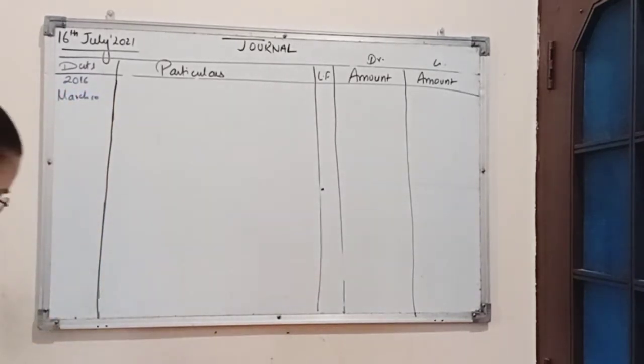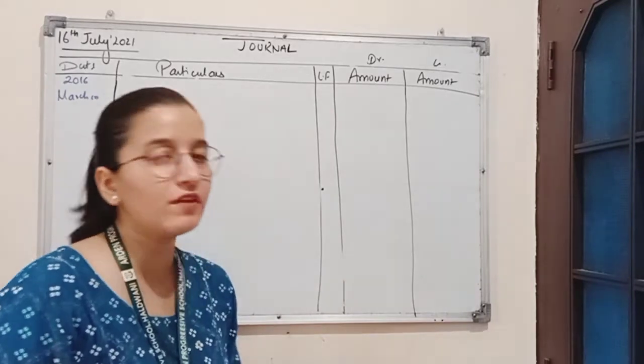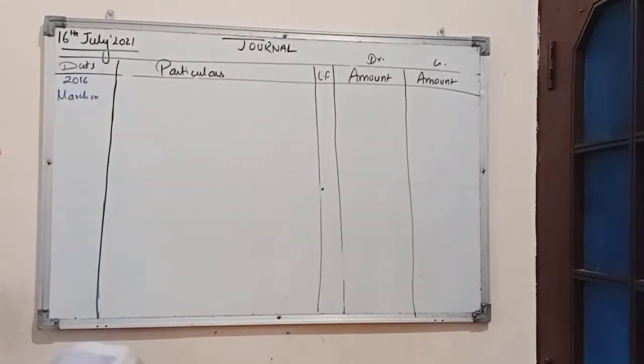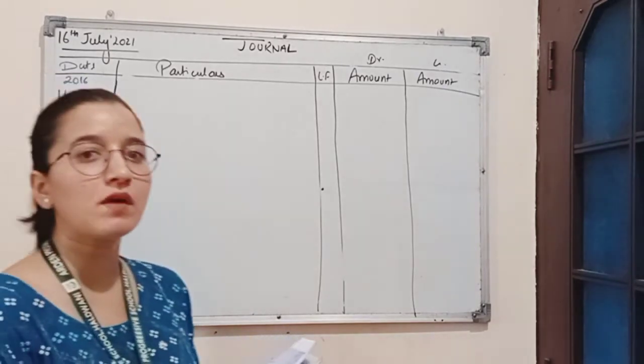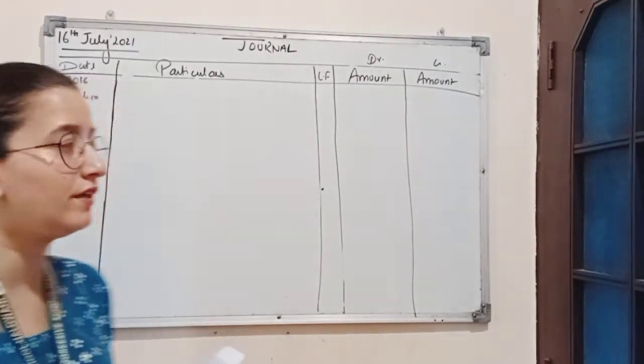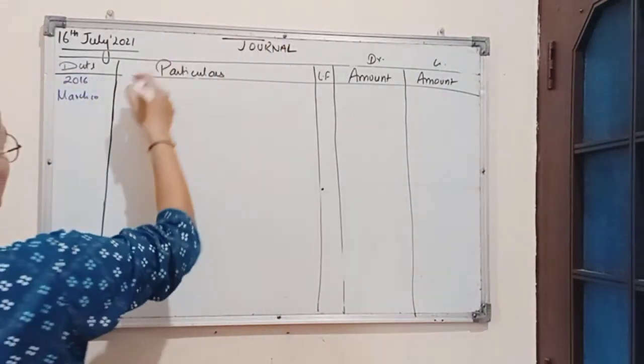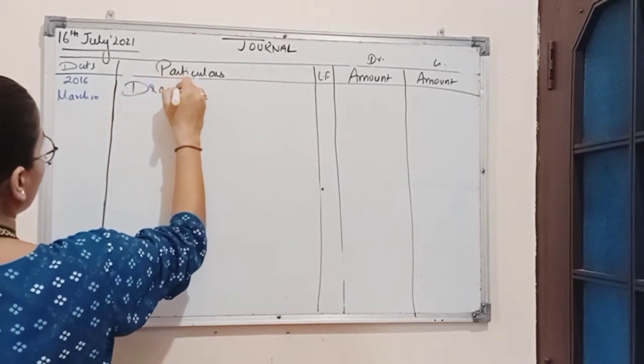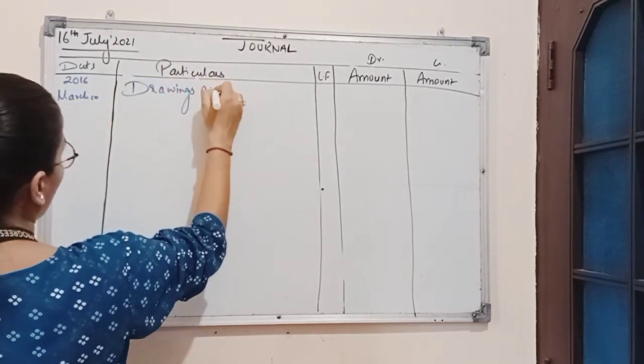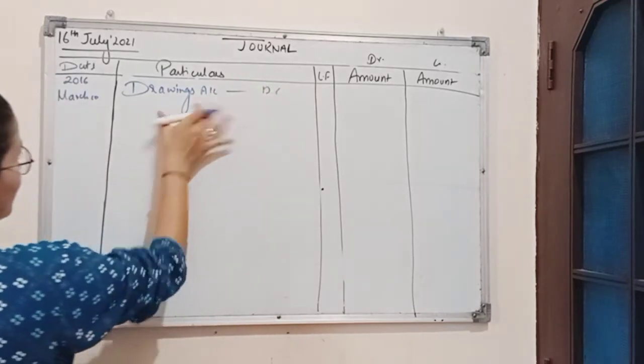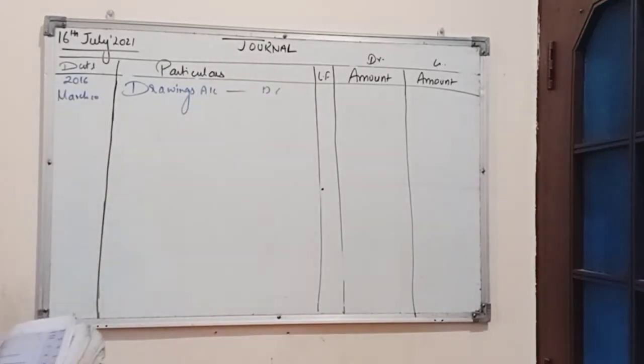and the transaction is withdrawn for private use rupees 5,000. That means this is a drawing. The owner has withdrawn some amount of cash from the business fund. So here entry for drawing will be drawings account debit. As partner has withdrawn some amount, that means partner's drawings account will be debited because the partner will return the same amount to the business fund.